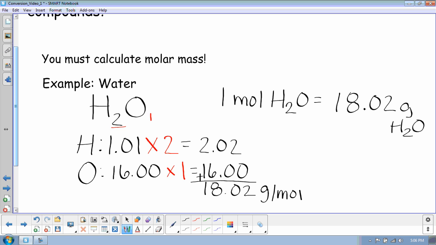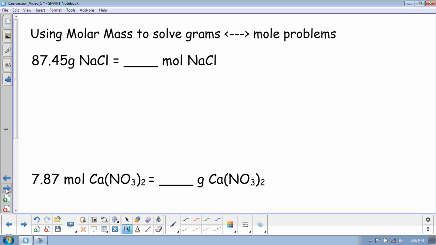Okay? So we're going to use that to our advantage in the next couple of problems that we're going to solve. These are also gram to mole problems, but they are gram to mole problems that involve calculating the molar mass. And the molar mass is what we just did for water. So let's go ahead and look at this problem we have going on. We're going to go from grams to moles. In order to do that, I need to figure out how many grams of NaCl are in 1 mole to start with. So 1 mole of NaCl is equal to some number of grams of NaCl. So now I'm going to figure that out.